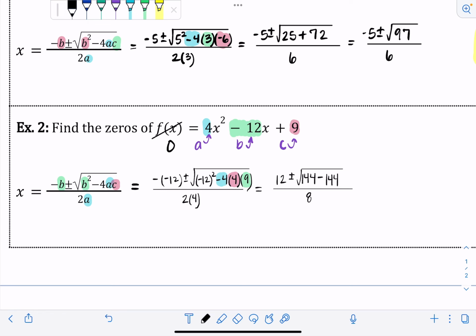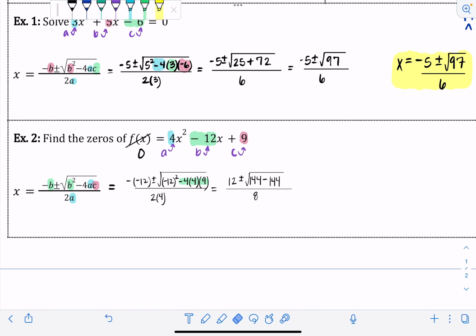I kind of stuttered a little bit on that last part. So inside the radical, one more time, I had -4 times 4, which is -16. And then -16 times 9 is -144. So it was -144. So kind of like a tongue twister.